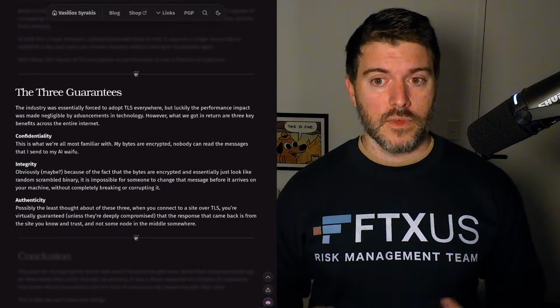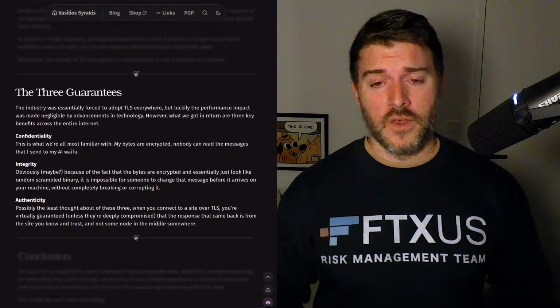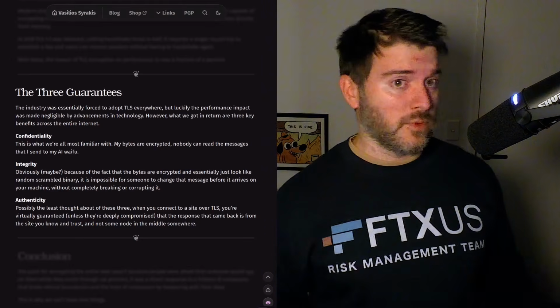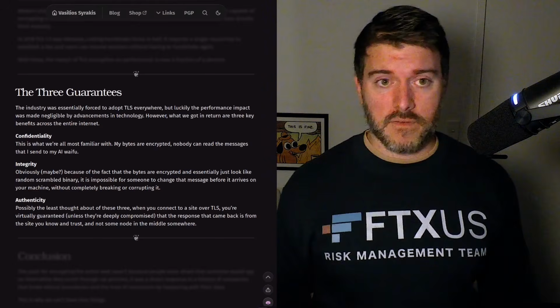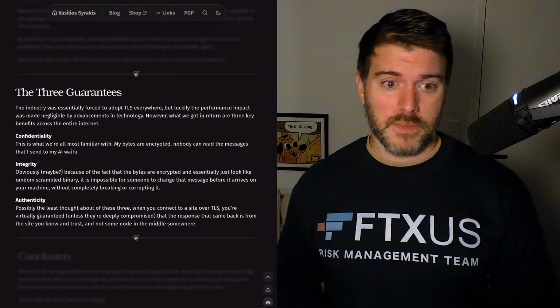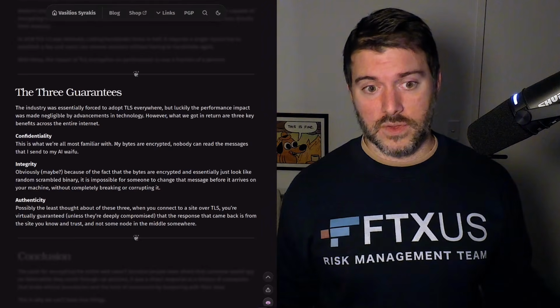But the other benefits are things like integrity, meaning that the message that you send cannot be tampered with. Of course, this is kind of obvious if you think about it, because what someone sees on the outside of an encrypted conversation is just a scrambled bunch of bytes that don't have any kind of meaning. So if you try to insert something into that stream, it's just going to corrupt everything and break someone's request.